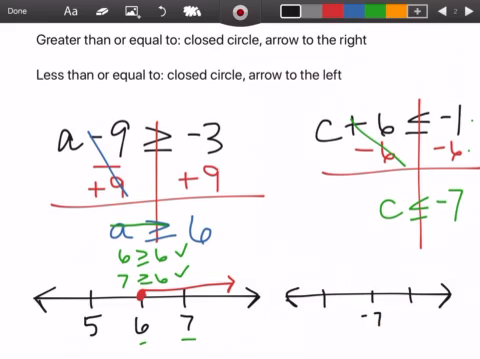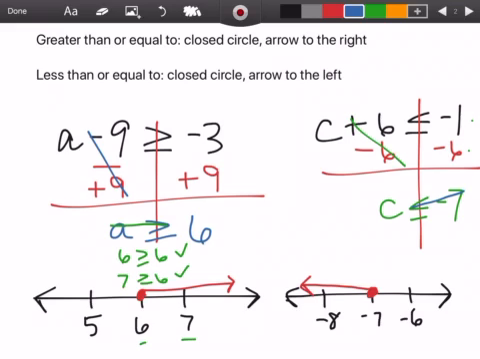Now think about this. The further right I go, the greater it gets. Greater than negative 7 is negative 6, and less than negative 7 is negative 8. It's a little weird, but remember our negatives kind of work backwards from our positives. Now c can be less than or equal to negative 7, so I'm going to put a closed circle here, and then my arrow is going to go to the left since I'm looking at less than. Arrow to the left.